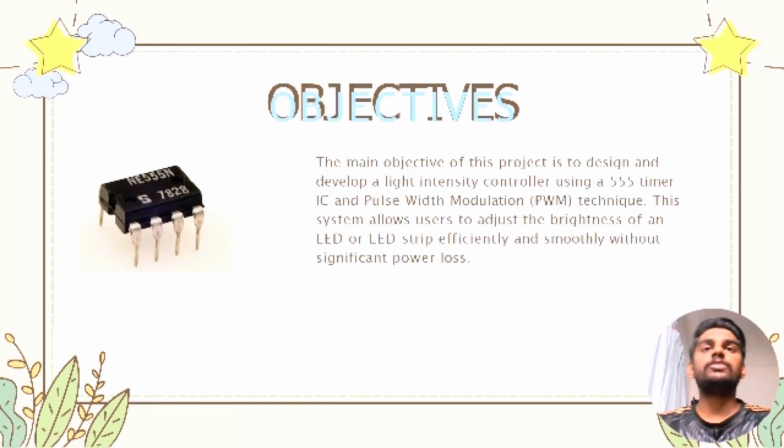The next one is objective. The main objective of this project is to design and develop a light intensity controller using a 555 timer IC and pulse width modulation technique. This system allows users to adjust the brightness of an LED or LED strip efficiently and smoothly without significant power loss.